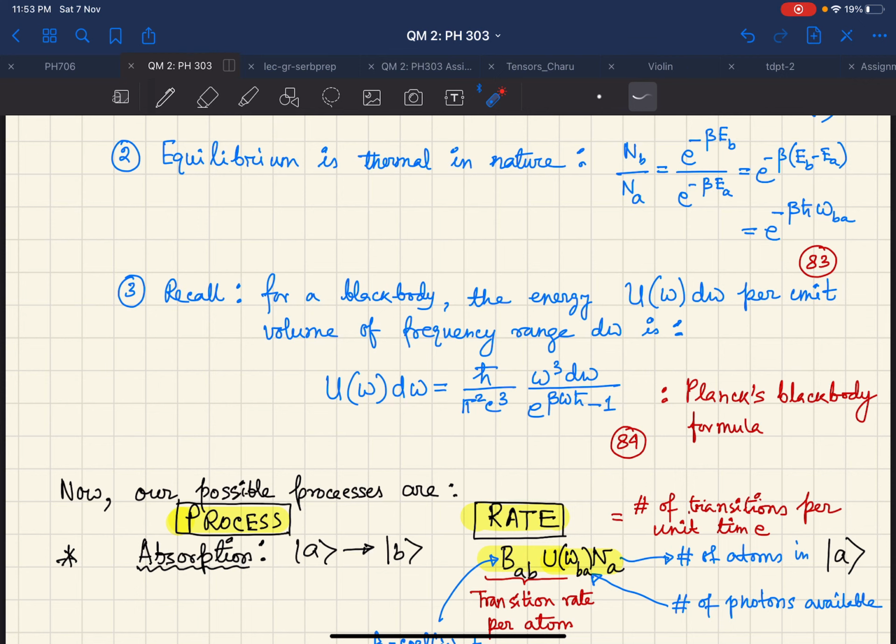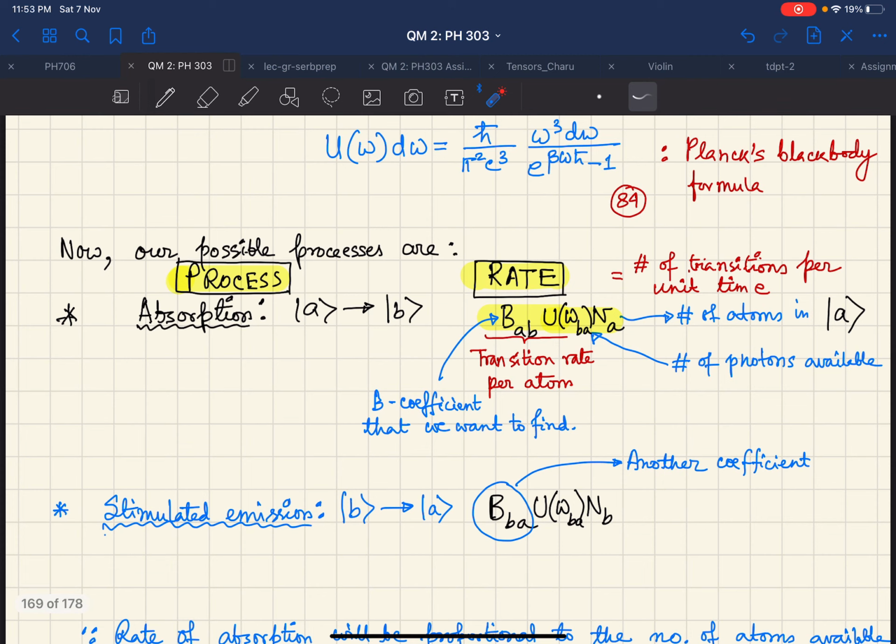Now, as I already have said, what are the possible processes here? One is absorption, where the atom actually jumps from state A to state B. Another one is stimulated emission, where it is actually a jump from B to A. And as I also have said, the rate is already given by B_AB U omega_BA times N_A, where N_A is the number of atoms in the state A, U omega_BA is the number of photons that is available, and this B_AB is a constant of proportionality, which is known as the B coefficient that we want to figure out.